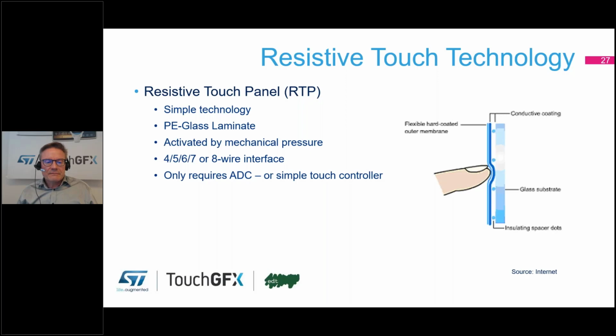It is a mechanical technology. You have a PET layer with ITO on the backside, and you have a glass backer, typically with ITO. ITO is a transparent material that acts as a conductor, an electrically conducting material. When you press the two layers together, they form a contact, and that can then be detected by a simple resistive touch controller, or as we write here, just a simple analog digital converter, which can act as a very simple touch controlling sensor.